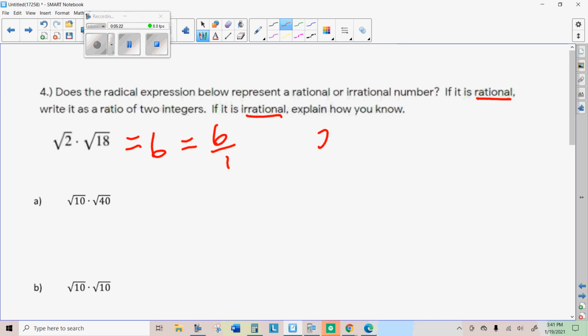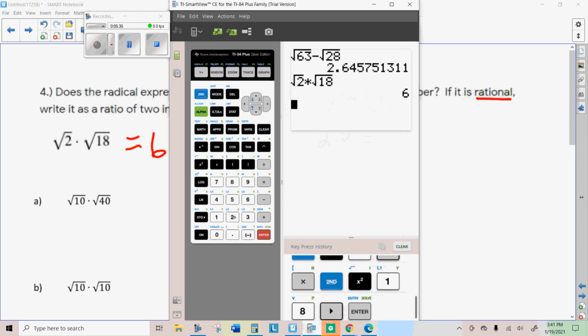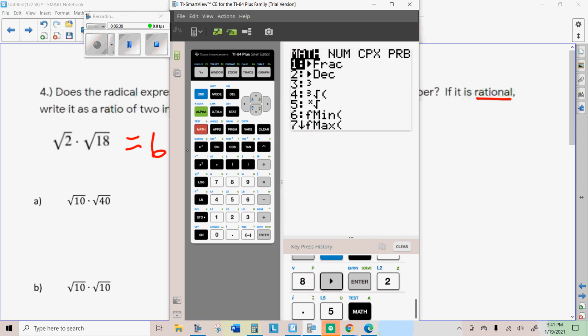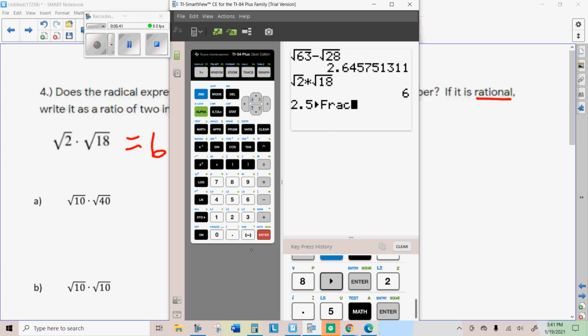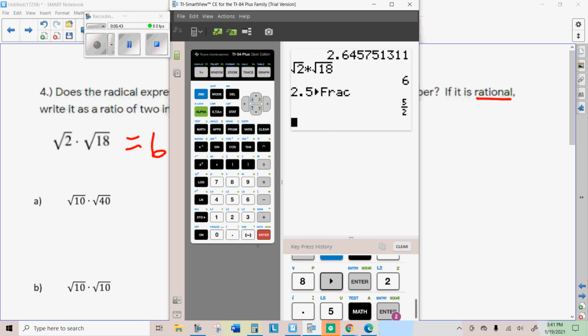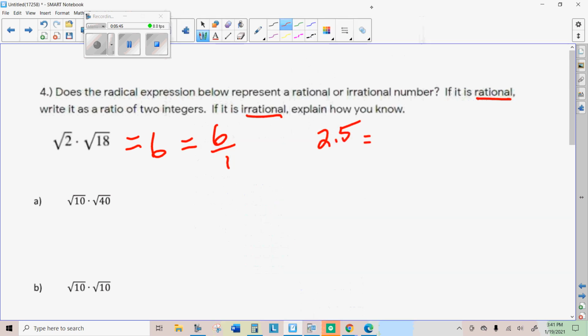Like if it was 2.5 and you wanted to write that as the ratio of 2 integers, that's just change it to a fraction. So on your calculator, you could do that by just entering the number that you want to change to a fraction. Press math, and number 1 is fraction. Enter. So 5/2. Now I've written it as the ratio of 2 integers.